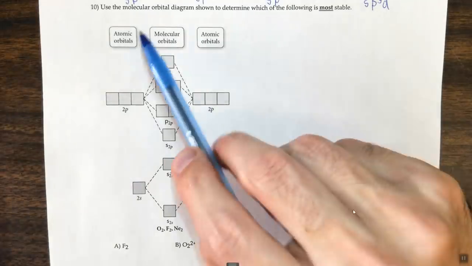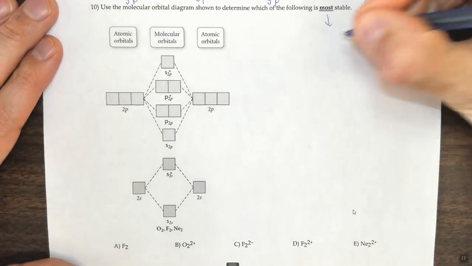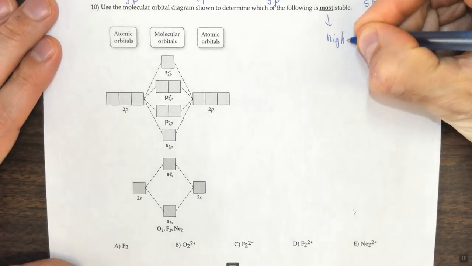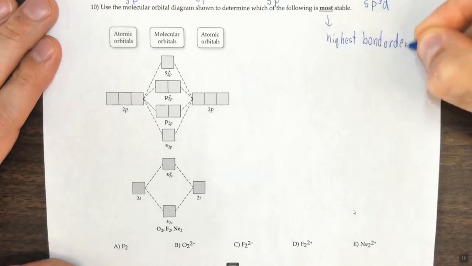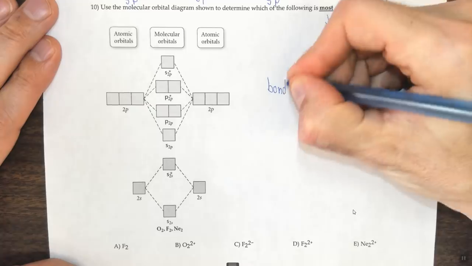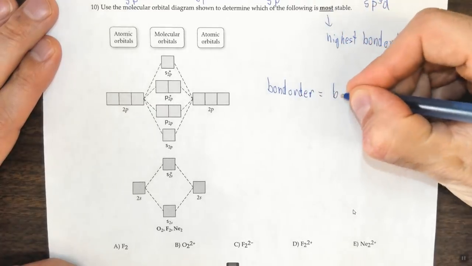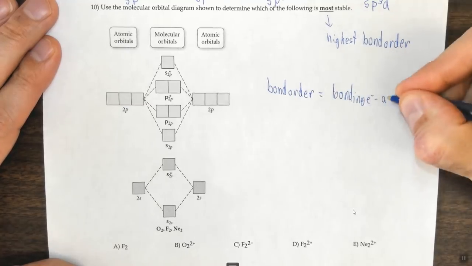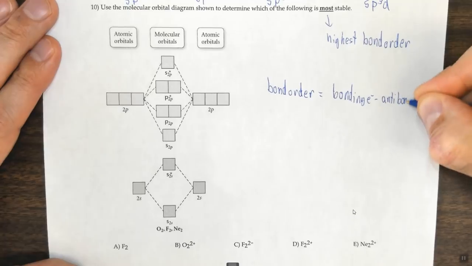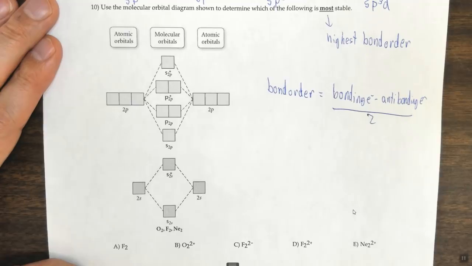Number 10 says, use the molecular orbital diagram below to determine which of the following is the most stable. Well, if we want the most stable, we want the highest bond order. All right, and bond order is equal to bonding electrons minus anti-bonding electrons divided by 2. So this is how we're going to find the bond order.